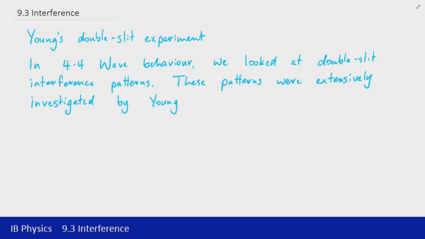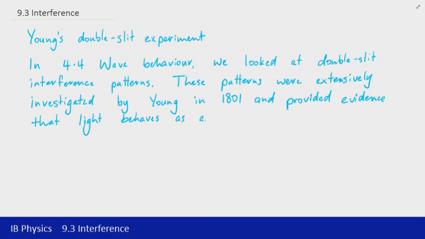The development of that understanding continued further in the 1900s, but we're mostly just going to look at what Young developed and the understanding that he was able to bring to light. The main thing is that it provided evidence that light behaves as a wave. So that's the first critical thing to draw from Young's double slit experiment.